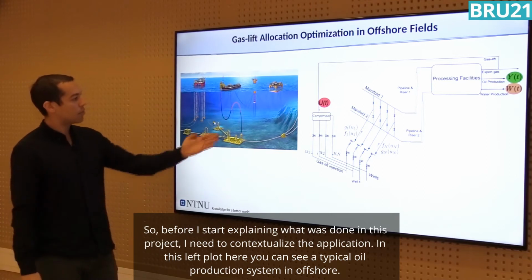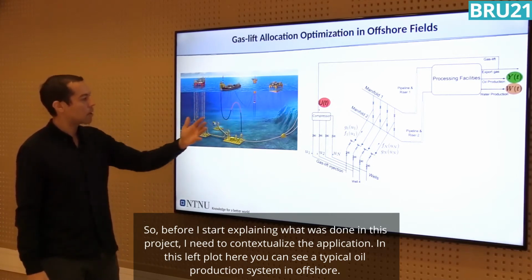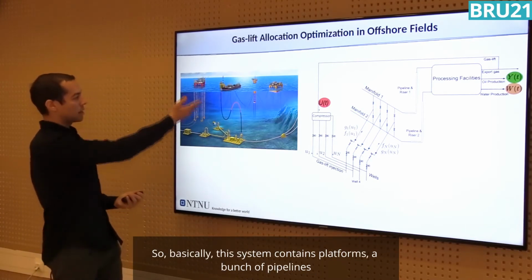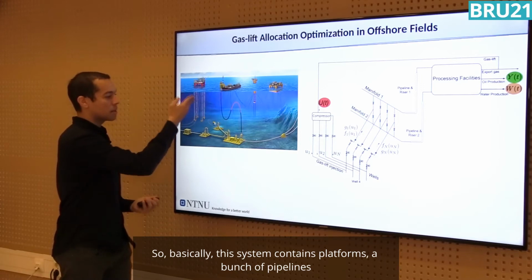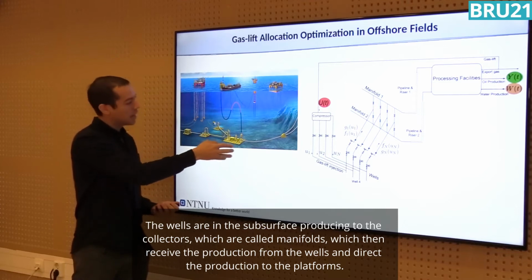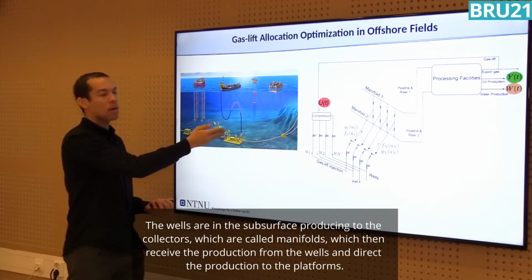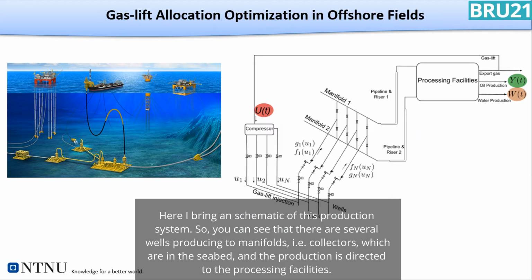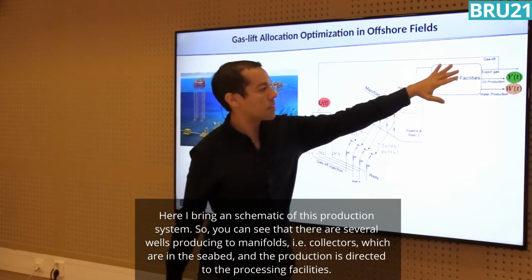In this left plot, you can see a typical offshore oil production system. Basically, this system contains platforms and a bunch of pipelines. The wells are in the subsurface, producing to the collectors, which are called manifolds, which receive the production from the wells and direct it to the platforms. Here I bring a schematic of this production system. You can see that several wells produce to manifolds, collectors, which are in the seabed, and the production is directed to the processing facilities.